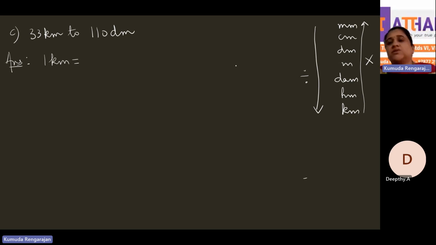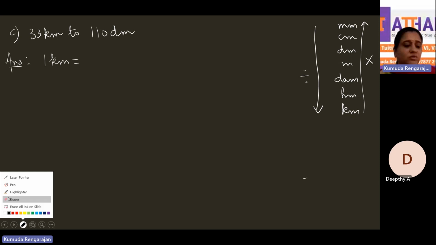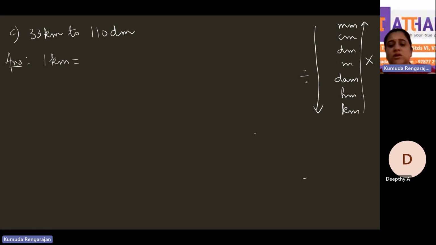You're converting kilometer to decimeter. So maybe you can start from here. Decimeter, meter, decameter, hectometer, kilometer. If you're getting confused, one minute, let me write. Let's write all the units from kilometer to decimeter. Kilometer, hectometer, decameter, meter, decimeter, correct?